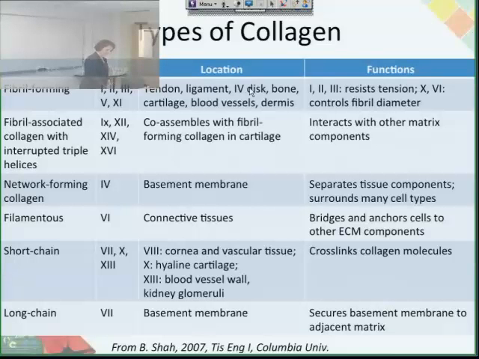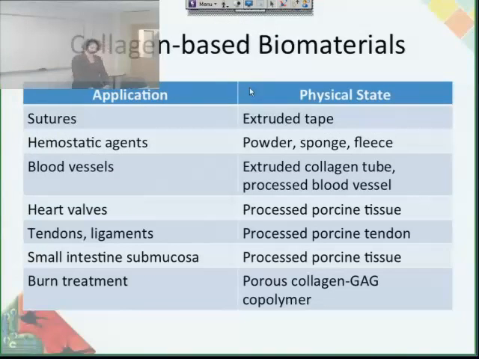Okay. So collagen-based biomaterials are extremely diverse. They're used as sutures, as a tape, and that's why the tensile properties are really important. They're used as hemostatic agents to promote blood clotting and stop bleeding, and so then you can have collagen in a powder or sponge. They've also been used to make tissue-engineered blood vessels, or just to replace blood vessels, which I guess is also tissue engineering, depends how you define it.